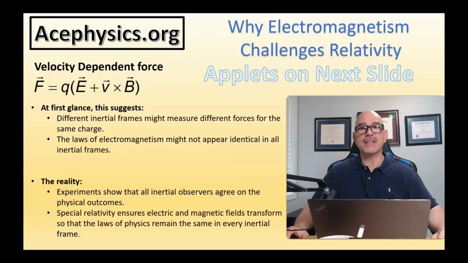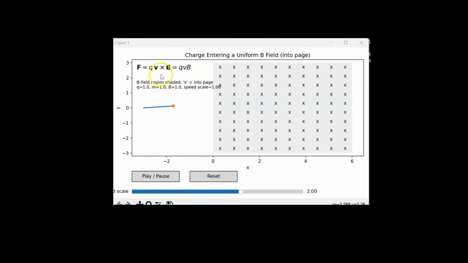I have an applet on the next slide that will make this much more clear. This is the exact kind of puzzle that inspired Einstein's thinking about special relativity. The Lorentz force is QV cross B. We can rewrite this as QVB when the magnetic field and velocity are perpendicular to each other. Q is the charge, V is the velocity, and B is the magnetic field. The force depends on velocity.